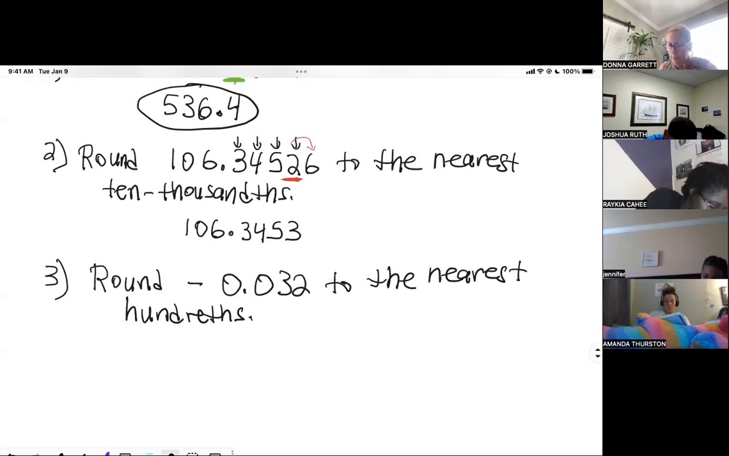Okay, so if you rounded to the nearest hundredths, this is my hundredths. I look back, that's less than 5. So your answer should be negative 0.03. If you did that, you did a very good job.